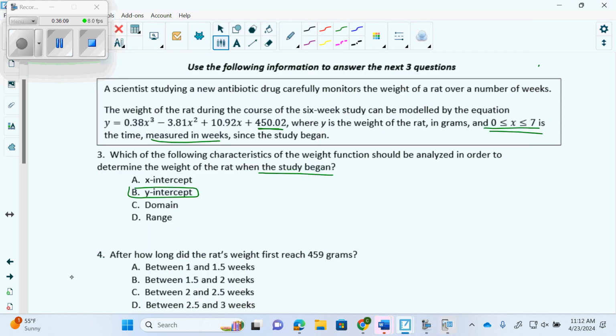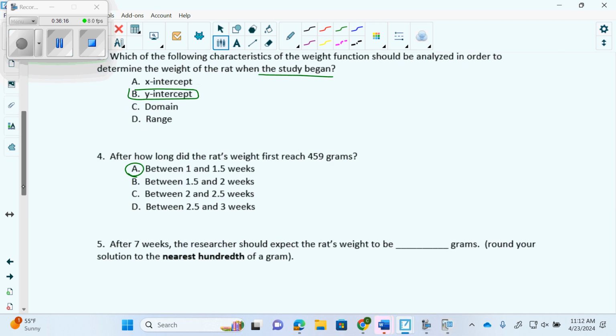1.44, which falls between 1 and 1.5. We agree? Cool. And then, if you found a different one, it's because you didn't find the first intersection point.